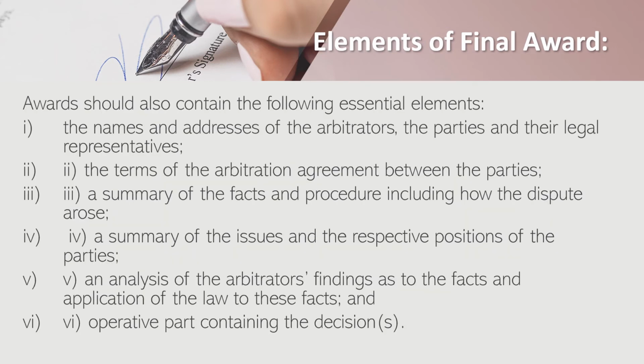And here are the specific elements of the final award. You could see that the final award contains the names and addresses of the arbitrators, the parties and their legal representatives, and the terms of the arbitration agreement between the parties. It also includes a summary of the facts and procedure, including how the dispute arose, and a summary of the issues and the respective positions of the parties, an analysis of the arbitrator's findings as to the facts, and the application of the law to those facts.